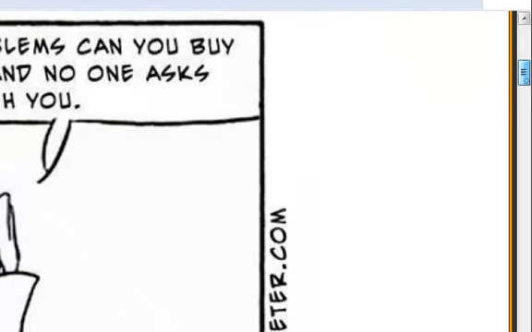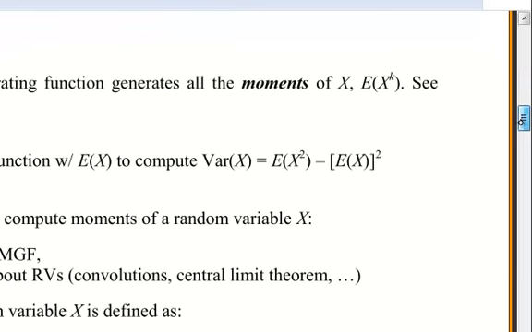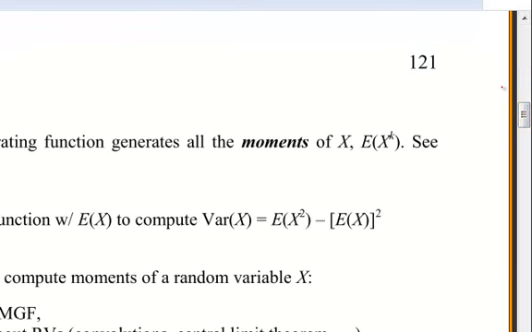So we have a comic, and so I thought I would just introduce them in the first video and then do some examples in the next one.